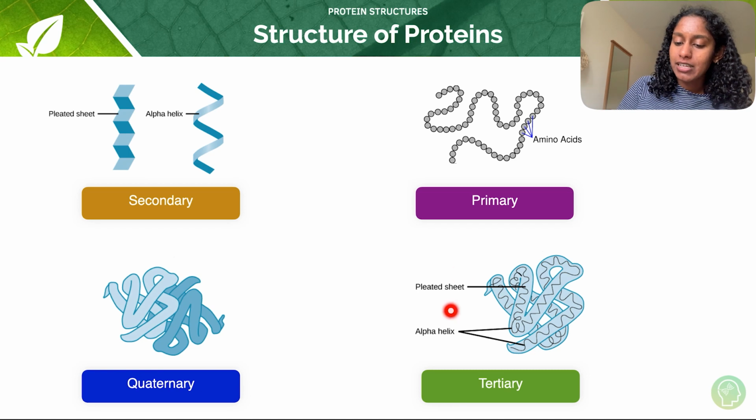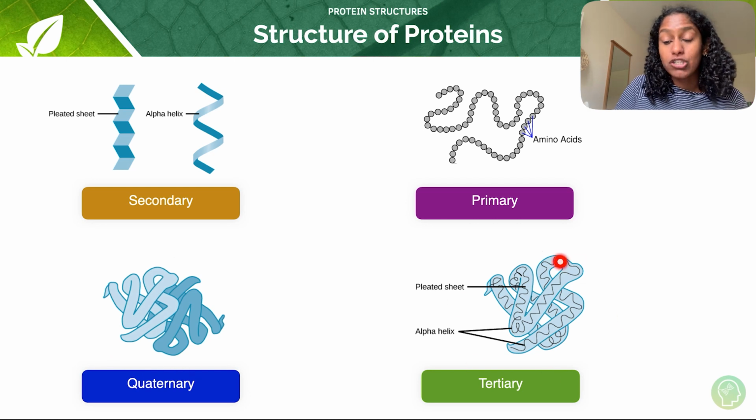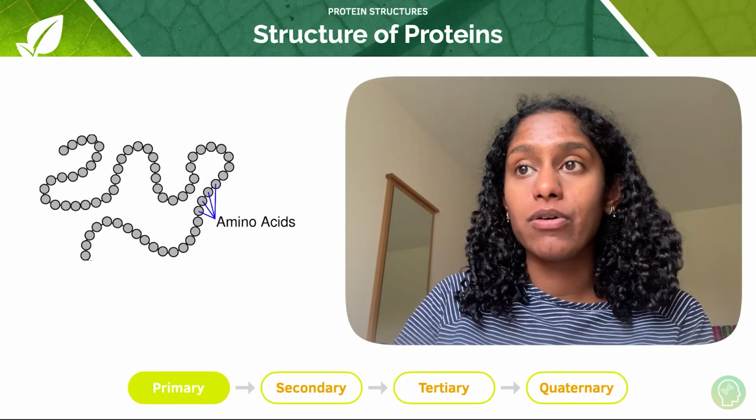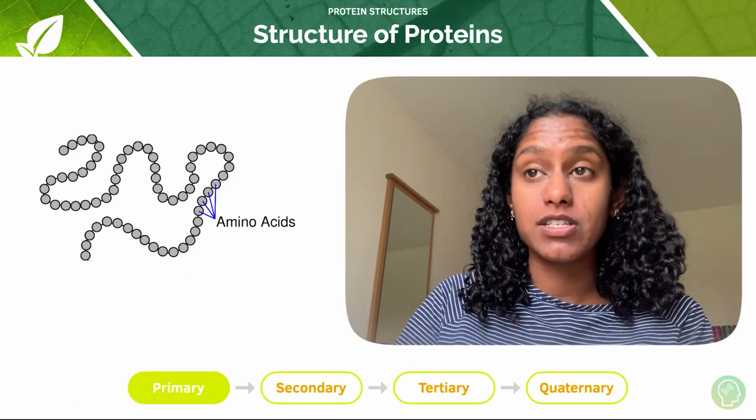And then the tertiary is the interaction of these secondary chains together. And the quaternary is the interaction of these tertiary chains with each other. Again, we'll look at that in more detail in the next tutorial. Actually, we won't cover it in the next few slides. So let's kick off by having a look at these primary structures first of all.